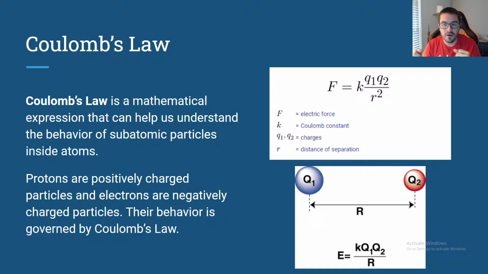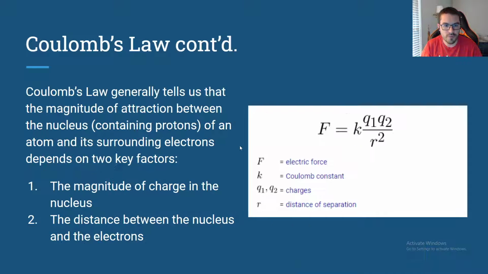Coulomb's law tells us how big the attraction is, or how small the attraction is, based on a number of factors, okay? So let's just look at a few scenarios here, okay? Oh yeah, that's right. I forgot. I have to go through and tell you what these terms mean. Sorry, my bad. So yeah, Coulomb's law generally tells us the magnitude of attraction between charged particles, protons and electrons, and it depends on two key factors.